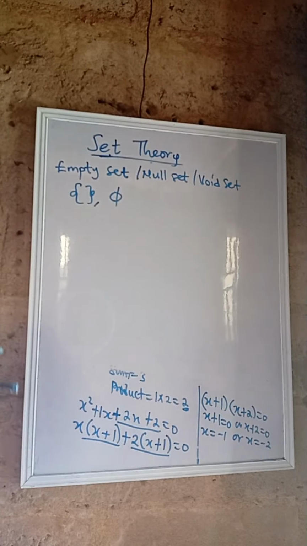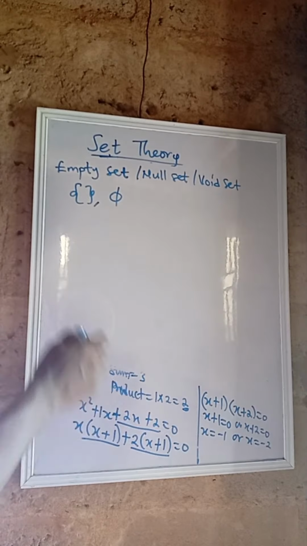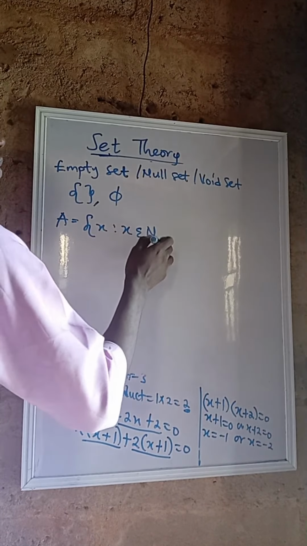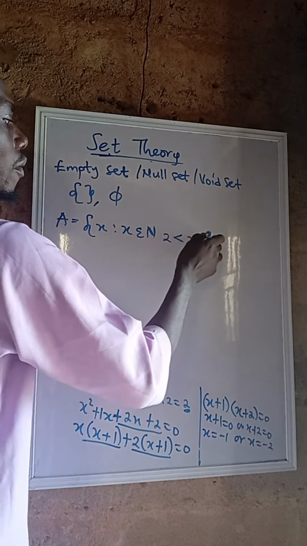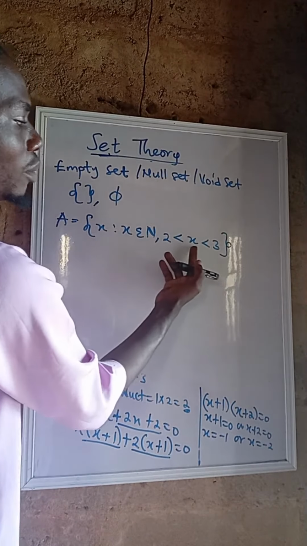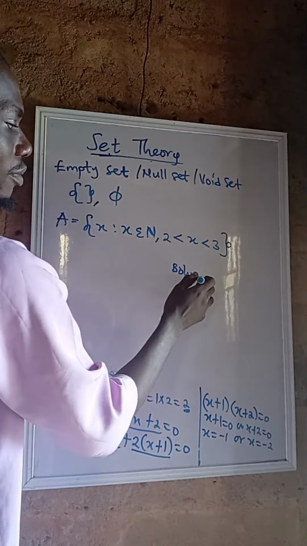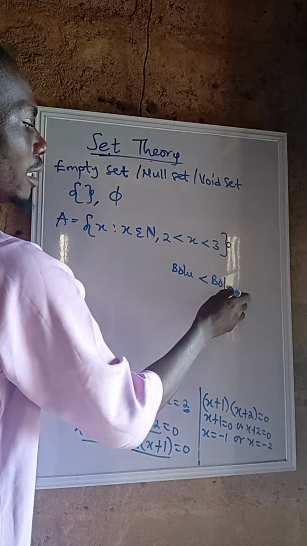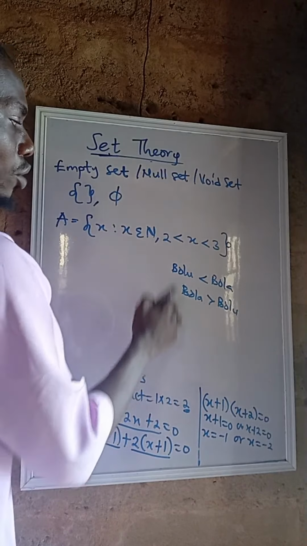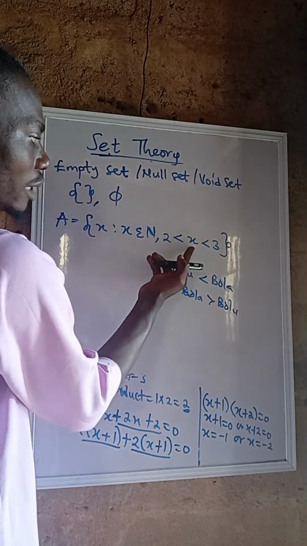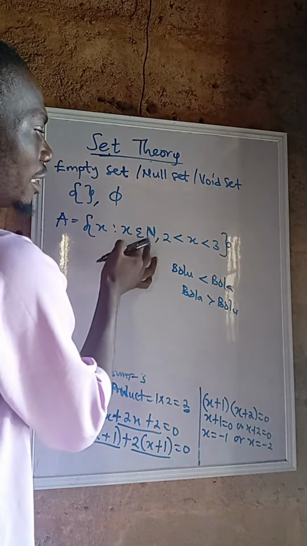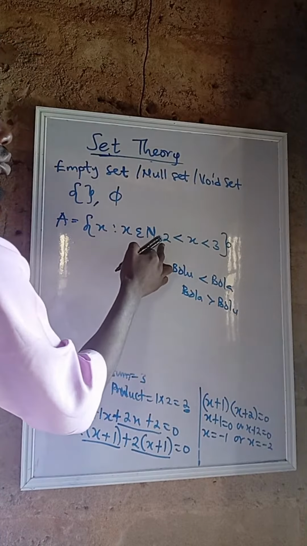Example of empty set. Let's look at this. Say A is the set of x such that x is an element of natural numbers, and 2 is less than x, less than 3. To read this, you don't say 2 is less than x, you start with x. If Bolu is less than Bola, it means Bola is greater than Bolu. So if 2 is less than x, we read from here: x is greater than 2. So reading this set, A is a set of x such that x is an element of natural numbers, x is greater than 2 but less than 3.